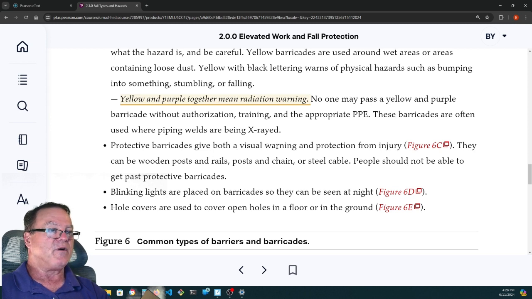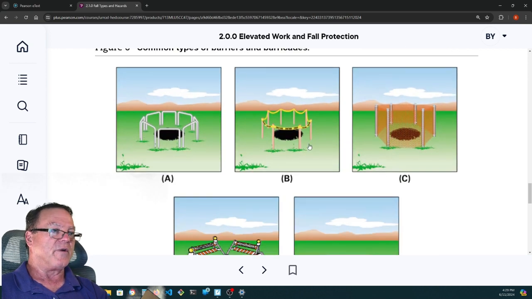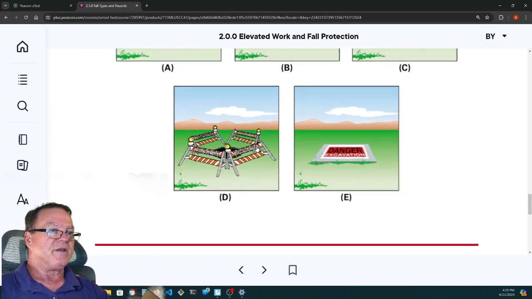Protective barricades give both a visual warning and protection from injury. Blinking lights are placed on barricades so they can be seen at night. Hole covers are used to cover open holes in the floor or in the ground. So here's a barricade. Here's tape. That's the least efficient, I believe. Here's a fence. Here's those Bob's barricades. And then here they've actually covered it with a piece of wood.